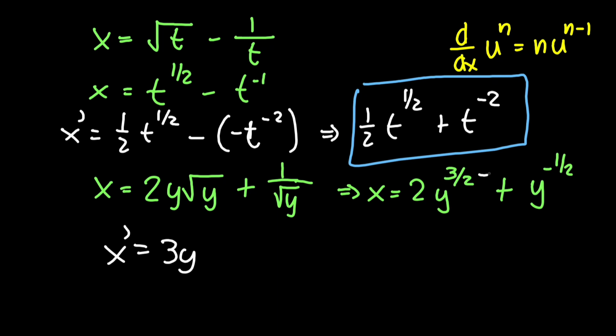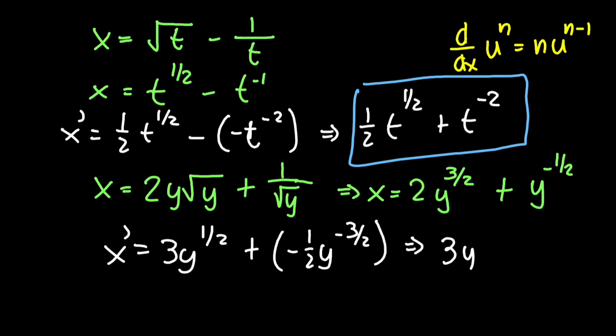Y, 3/2 minus 1 would be equal to 1/2, plus 1 multiplied by this one would be equal to -1/2 of y. 1/2 minus 1 would result in -3 over 2. And for your final answer, it would be equal to 3y to the power of 1/2 minus 1/2 y to the power of 3 over 2.